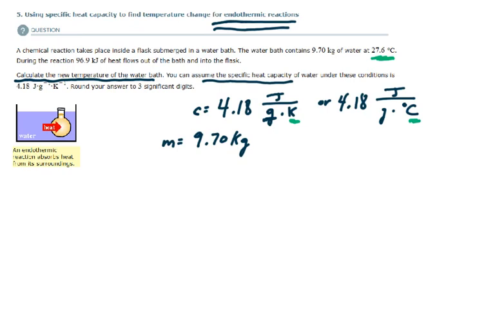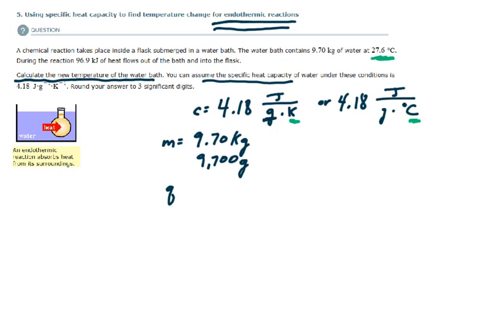So let's go ahead and convert this to grams, to be 9,700 grams. If you are doing these problems and you're getting the wrong answer, chances are this hasn't been converted to grams so that the units can cancel with the units from specific heat capacity. All right, so we have a specific heat capacity given, we have a mass of water given, and we have this given as well. During the reaction, 96.9 kilojoules of heat flows out of the bath and into the flask.